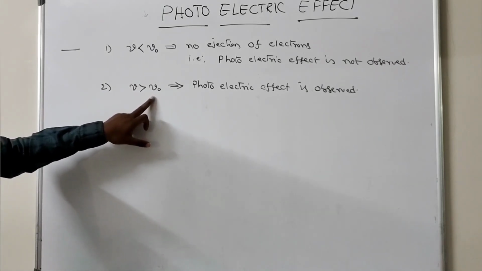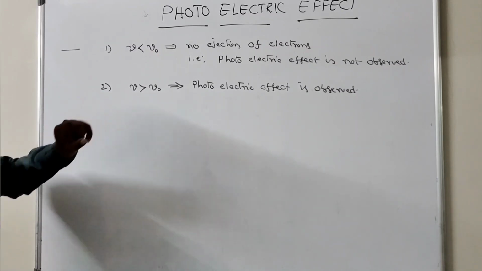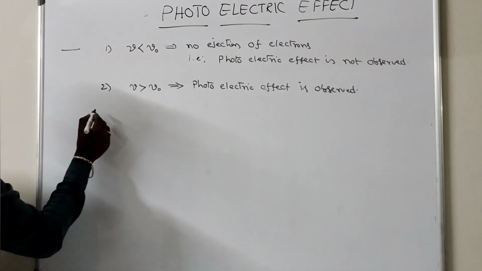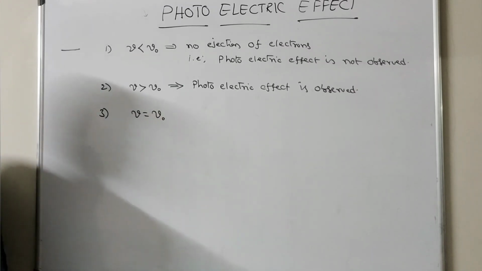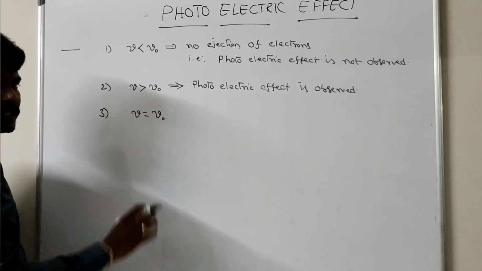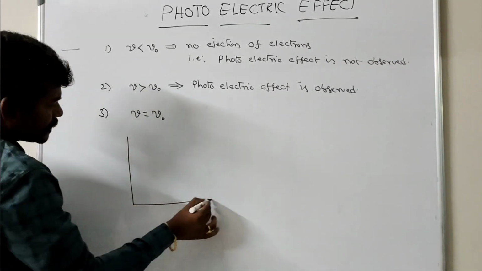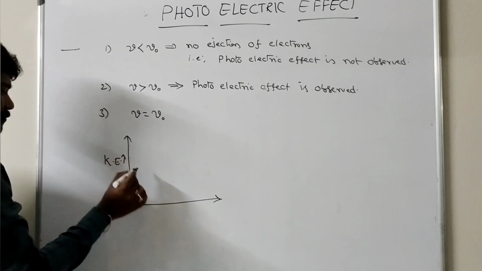than nu naught. That is nothing but the threshold frequency. And one more point is there. What happens when nu is equal to nu naught? So let us see the graphical representation, kinetic energy and frequency.